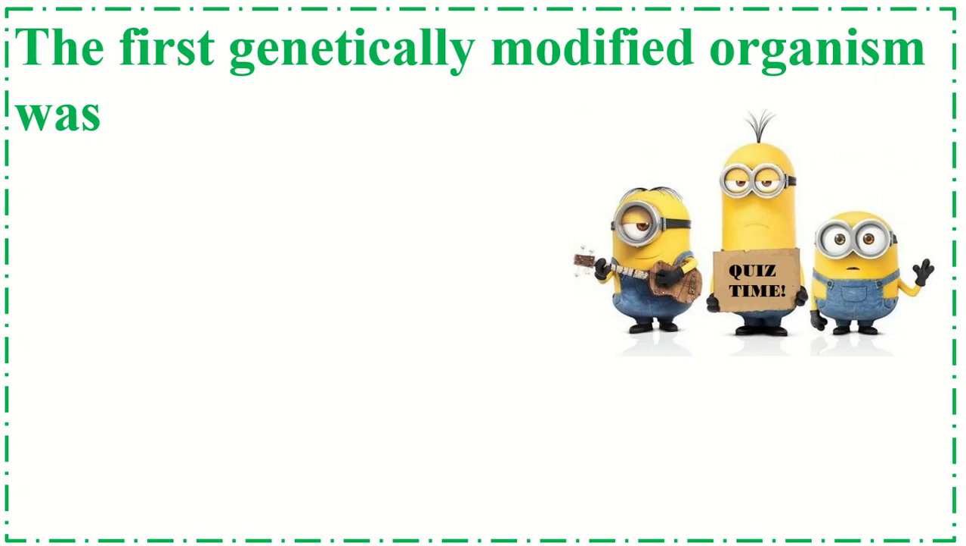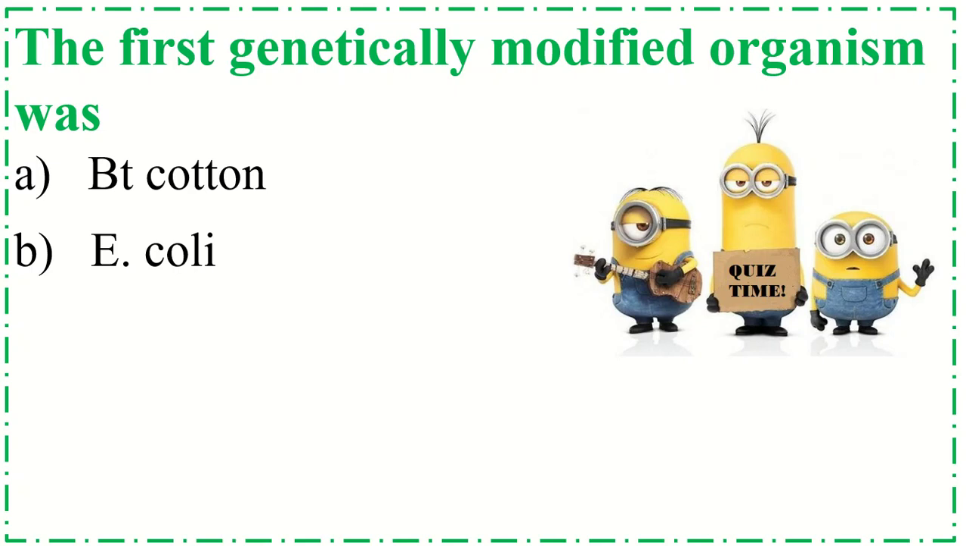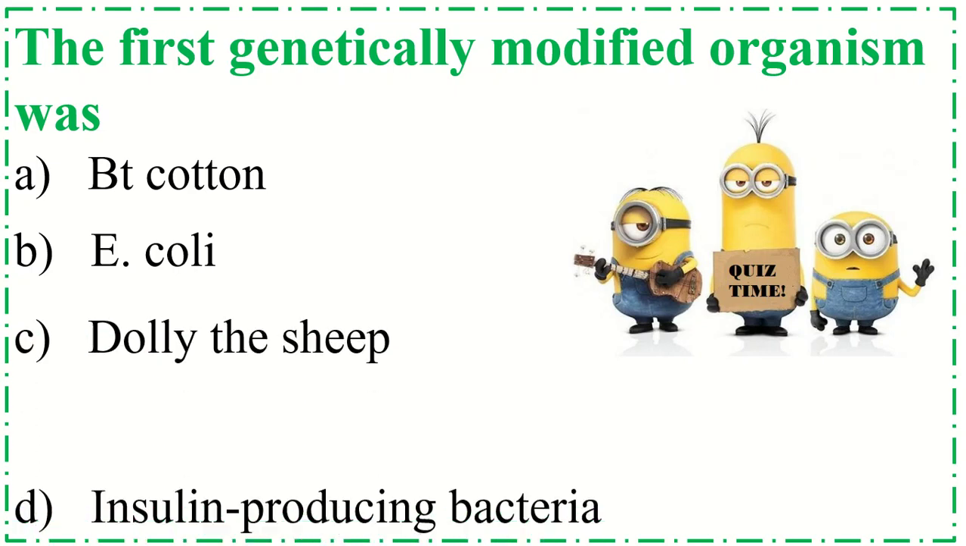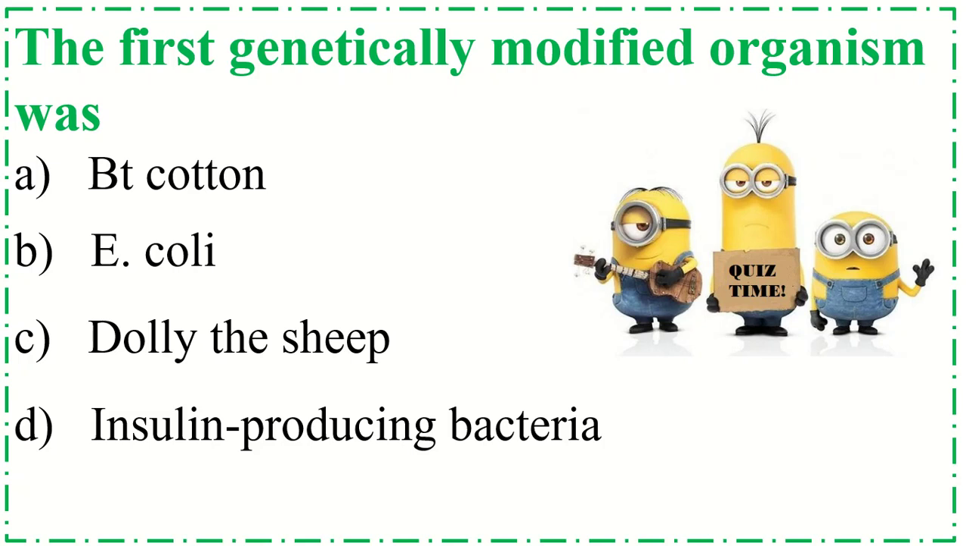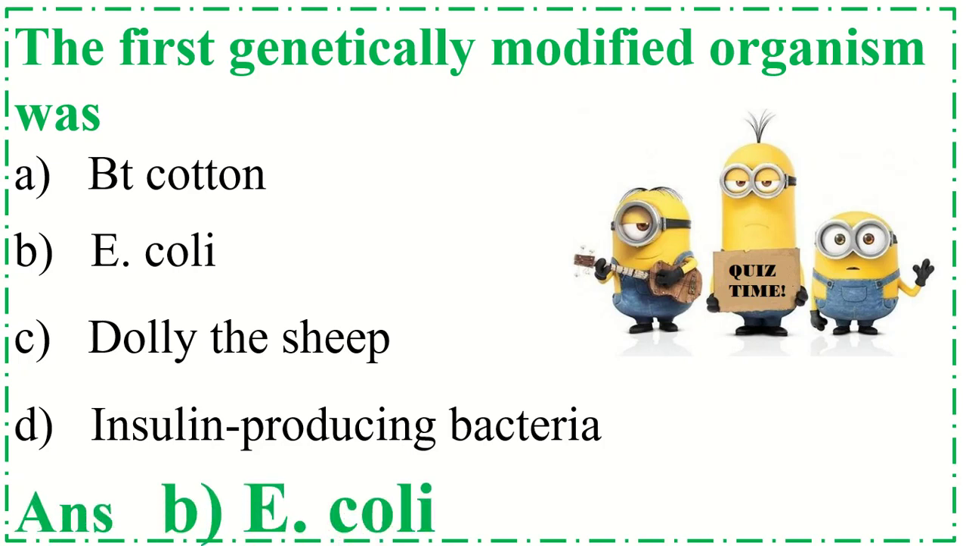The first genetically modified organism was: option A, Bt cotton. B, E. coli. C, Dolly the sheep. D, insulin producing bacteria. Correct option is B, E. coli.